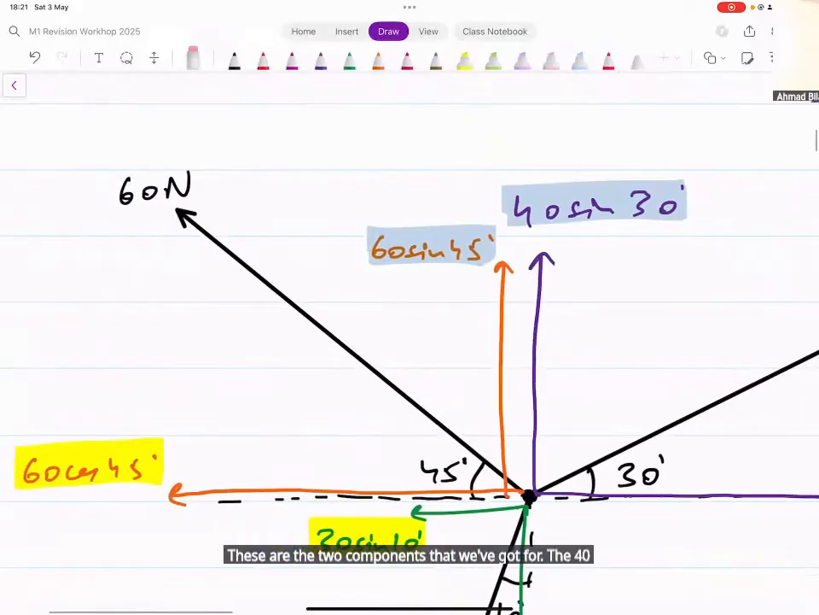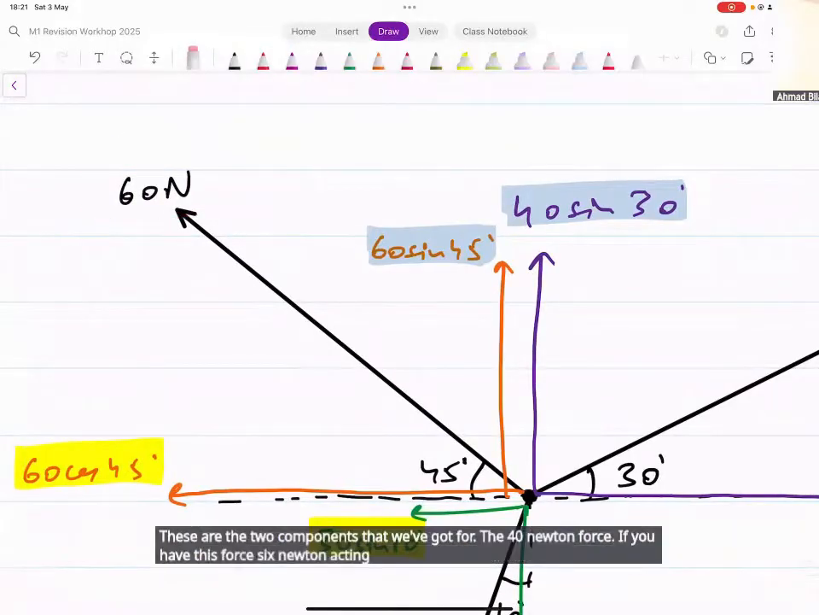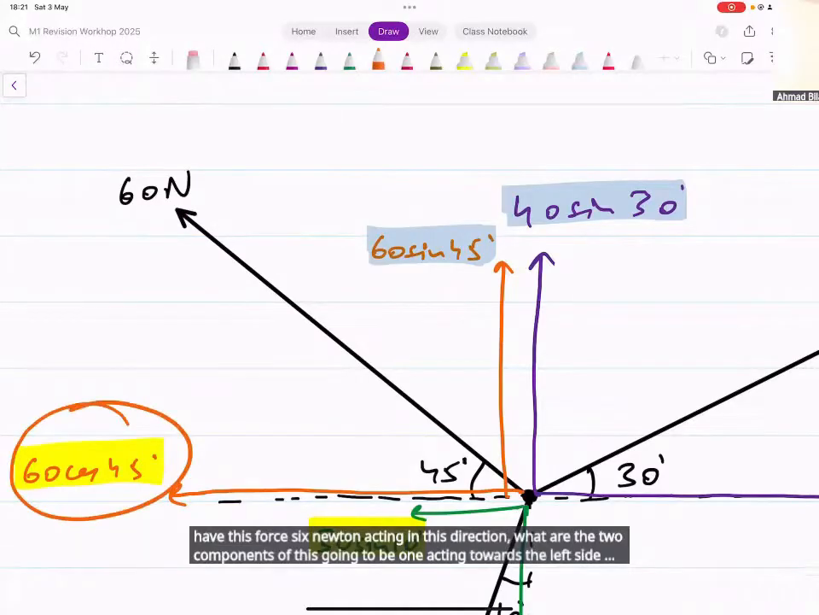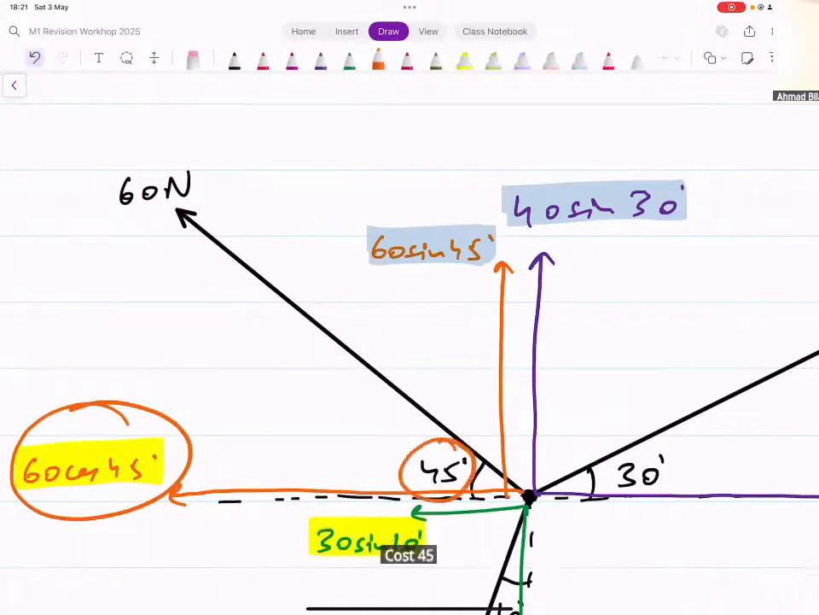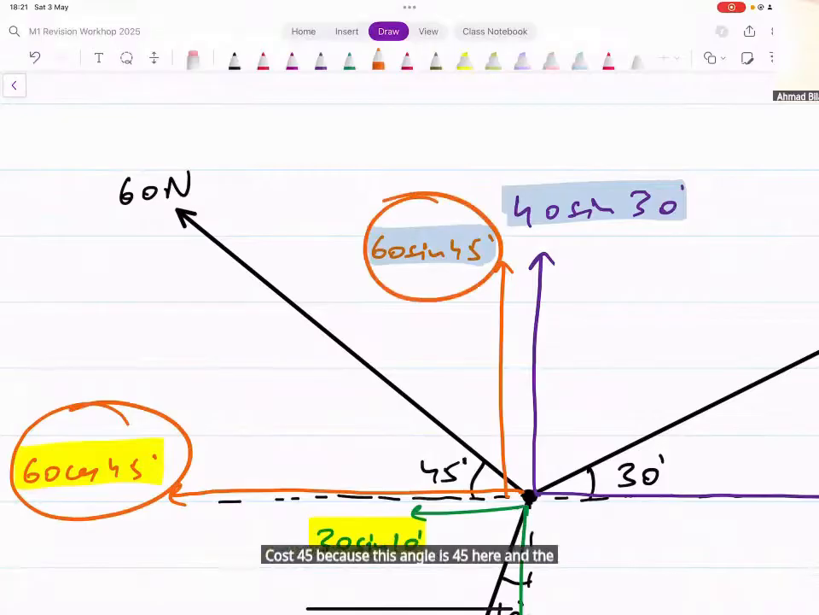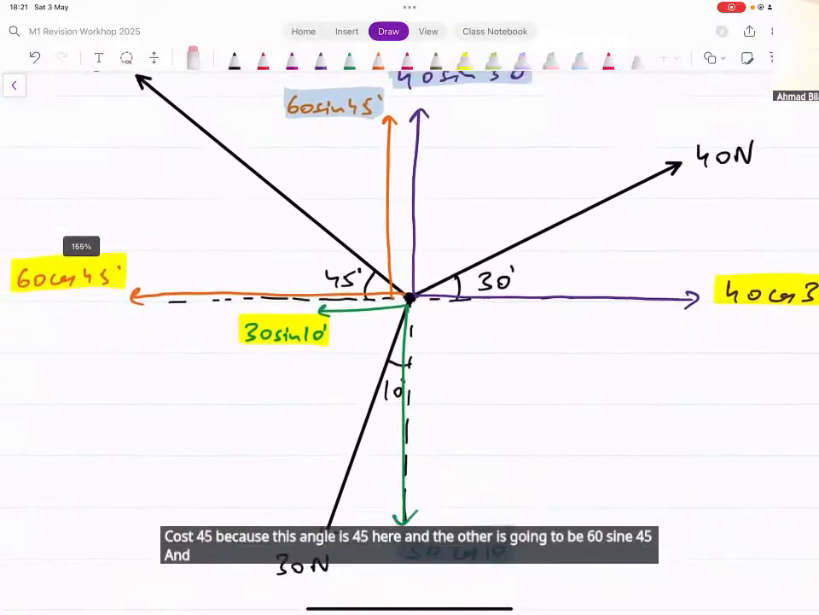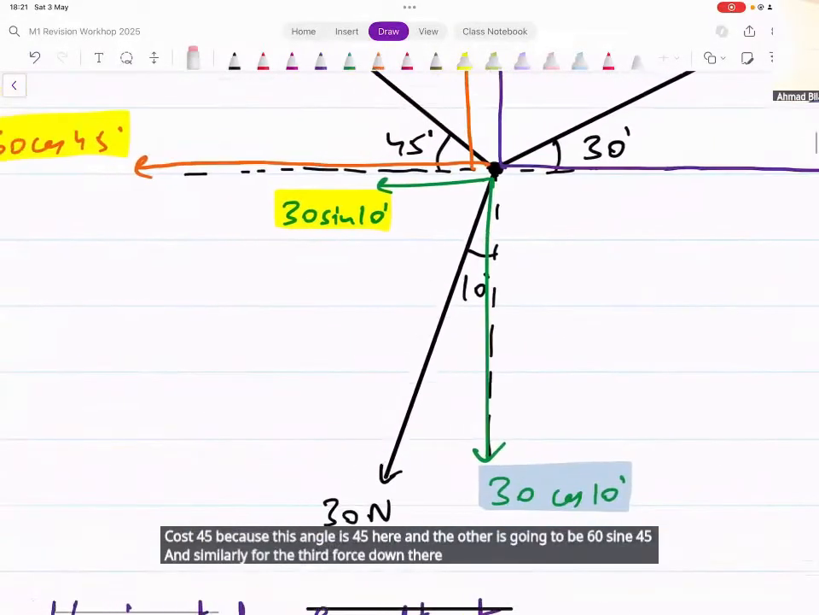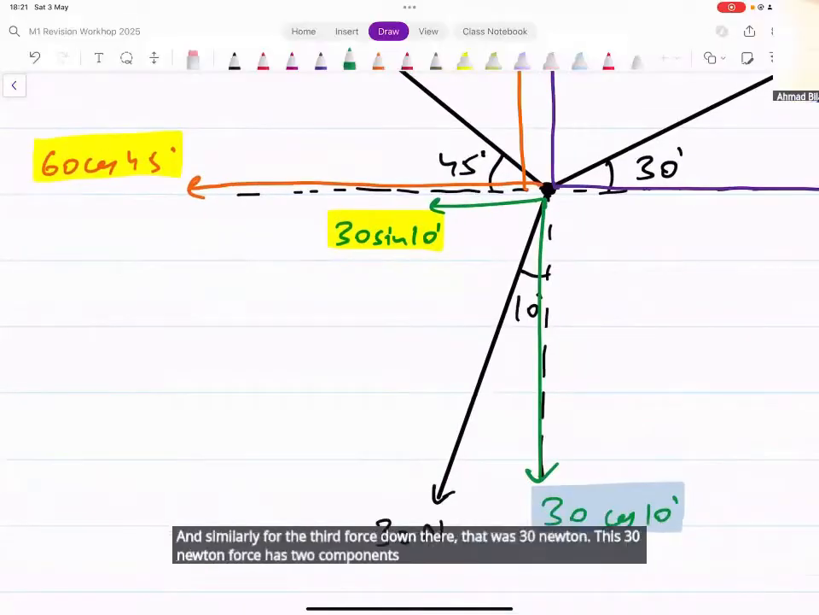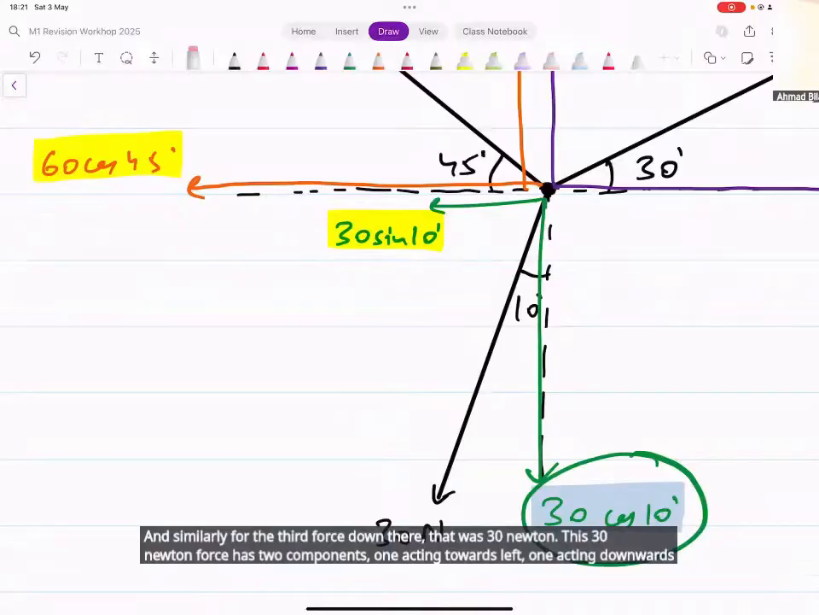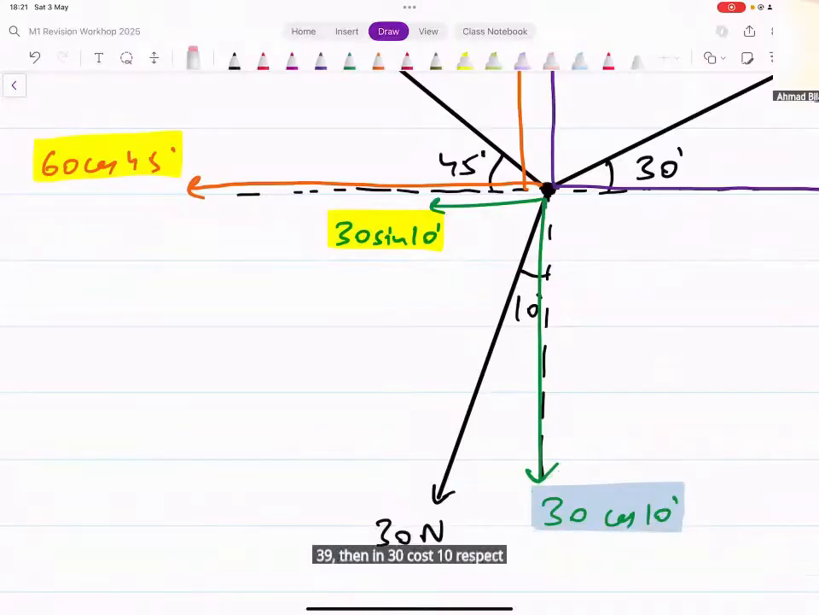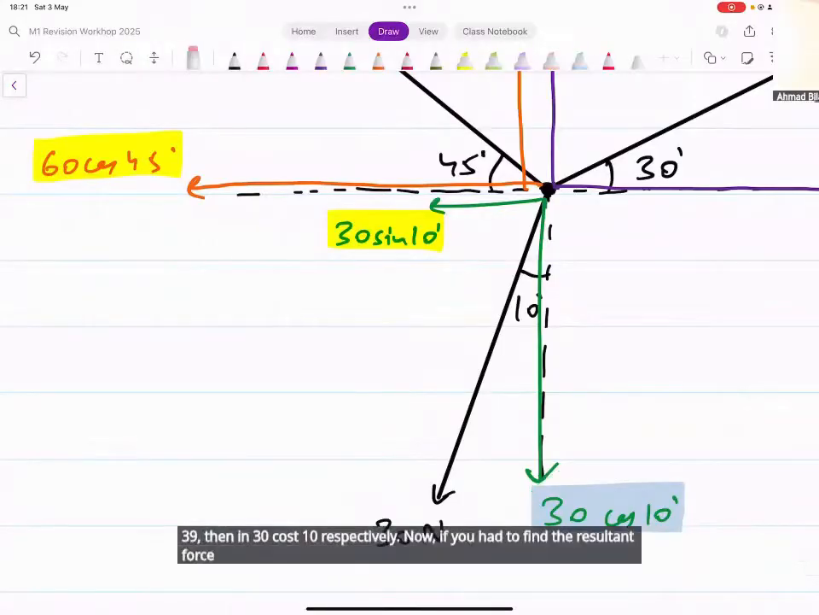If we have this force 60 Newton acting in this direction, what are the two components of this going to be? One acting towards the left side, that's 60 cos 45, because this angle is 45 here, and the other is going to be 60 sine 45. And similarly for the third force down there, that was 30 Newton. This 30 Newton force has two components, one acting towards left, one acting downwards, 30 sine 10 and 30 cos 10 respectively. Now, if you have to find the resultant force, how would you do that?